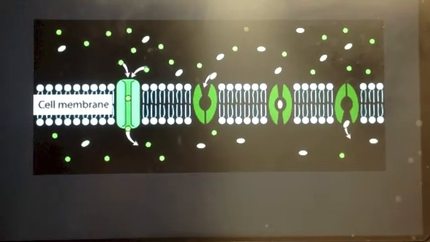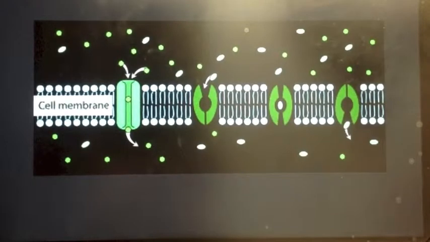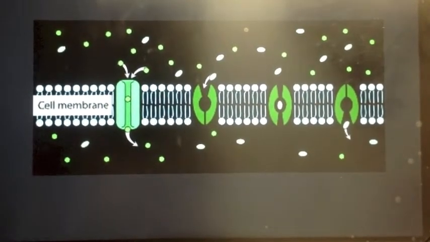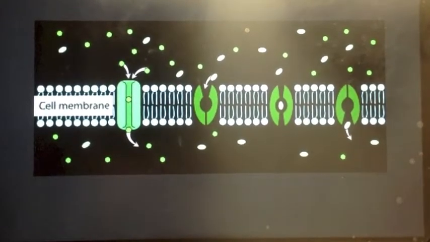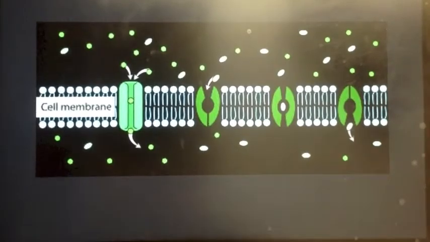Lastly, there are carrier proteins. Carrier proteins are transport proteins that are specific for an ion, molecule, or group of substances. Carrier proteins carry the ion or molecule across the membrane by changing shape after the binding of the ion or molecule. Carrier proteins are involved in passive and active transport.